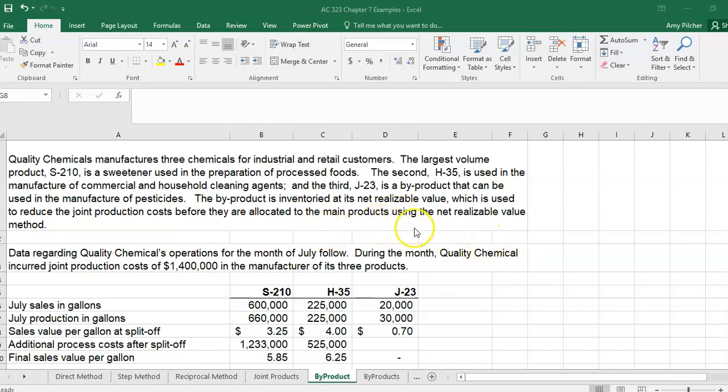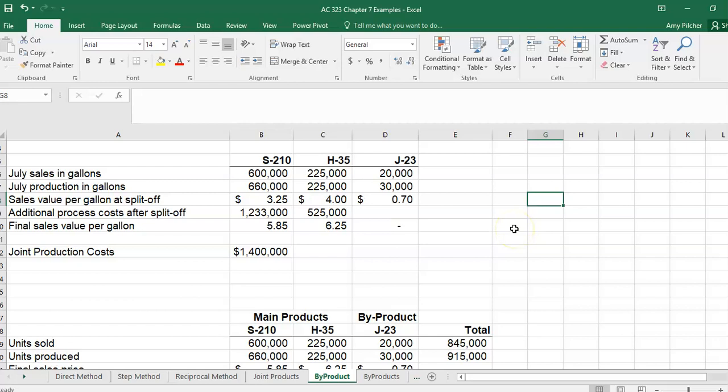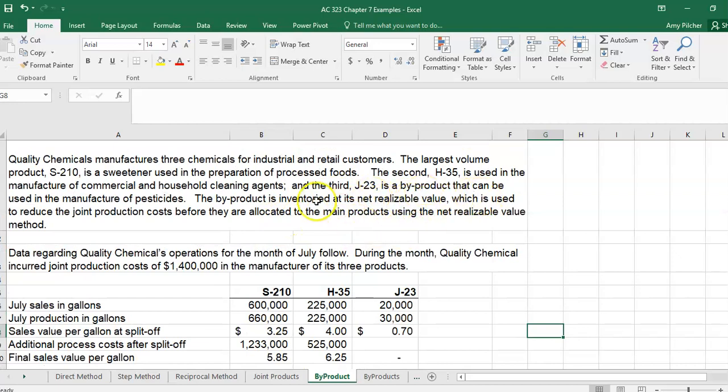In this example, we have two joint products and a byproduct. A byproduct is a unit that happens as a part of the normal manufacturing process, but doesn't have the same value as our joint products. So we can get money for selling it, but it's not as much as we get for our normal joint product. So when we're looking at this example, we're going to use its net realizable value for byproducts and our joint products.